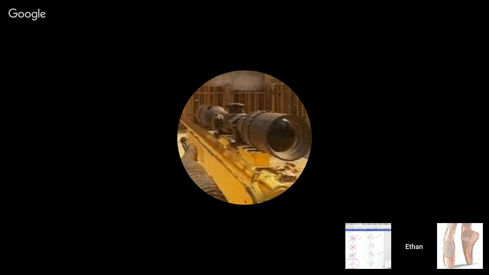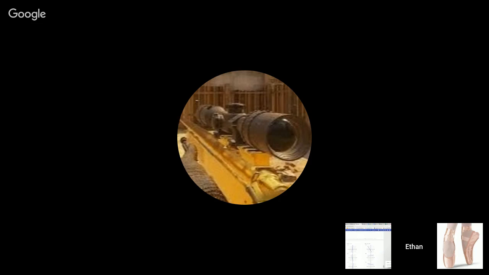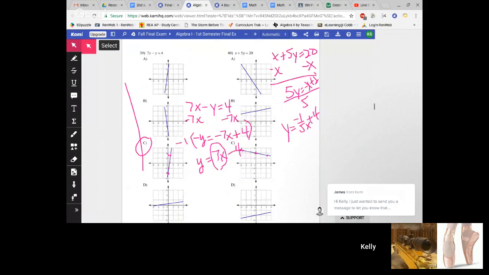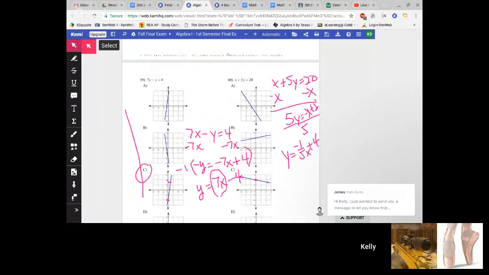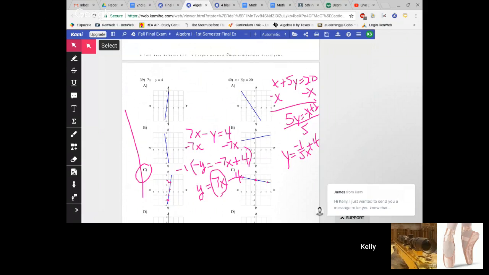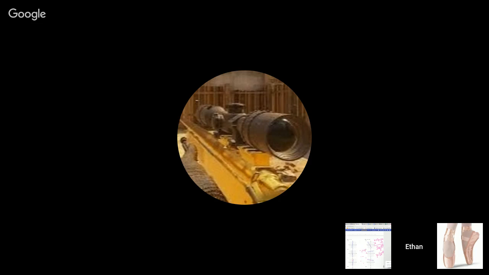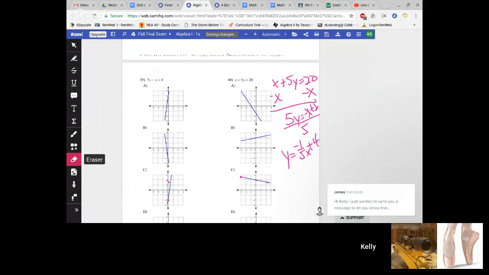Okay? Does that help you with those? Yes, ma'am. All right. On number 39 and 40, you would need to change those to slope intercept form so that you could find your y-intercept. So wouldn't you just subtract the 7x and then divide by the -1? Yep. That's exactly what you would do.